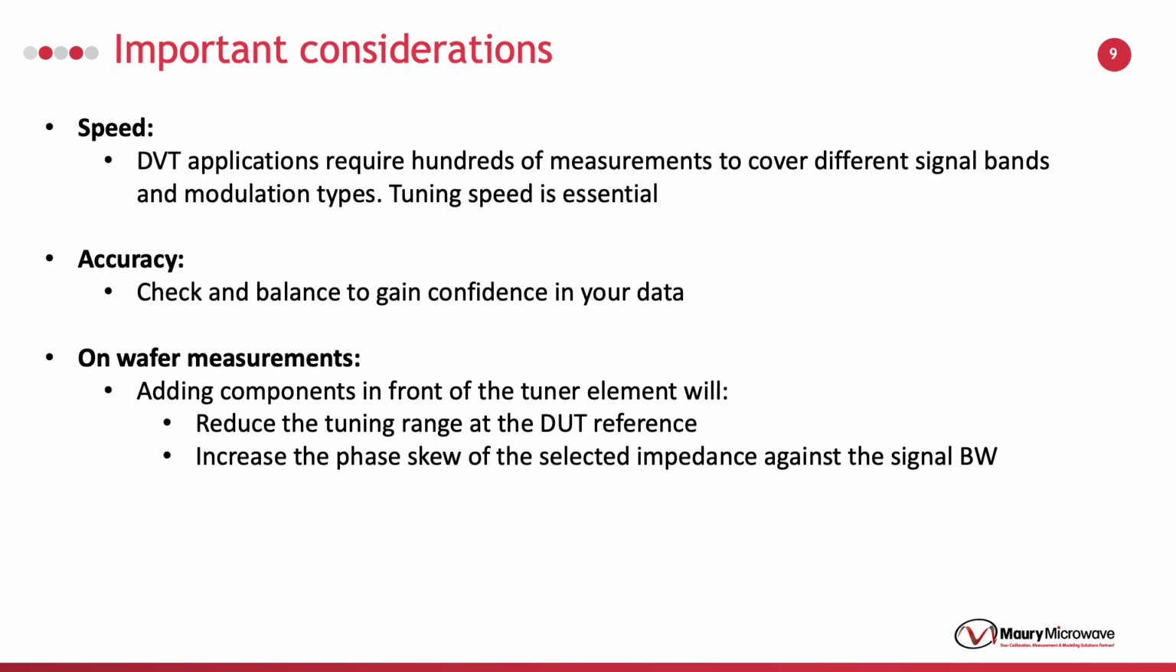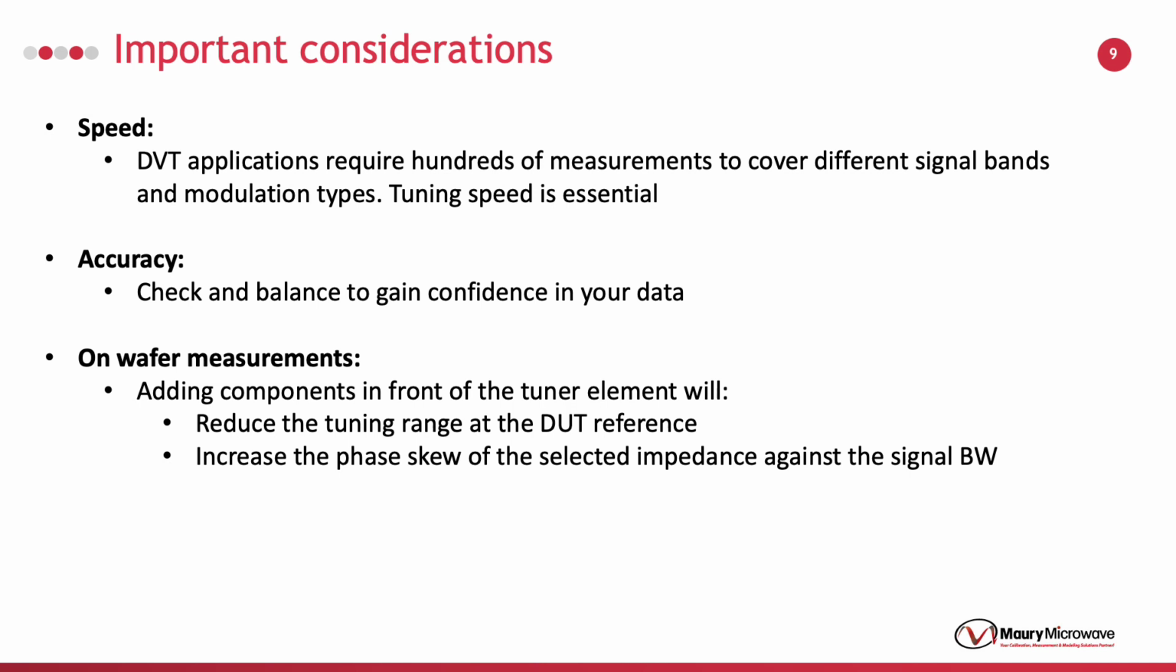Accuracy. This is a key parameter that allows you to gain confidence in your measurements. How certain are you that when you move a tuner, it goes to the position you asked? Having an accuracy of 40 to 50 dB allows you to establish confidence that when you get a VSWR of 10 to 1 at a particular phase, you know that your tuner will be there.